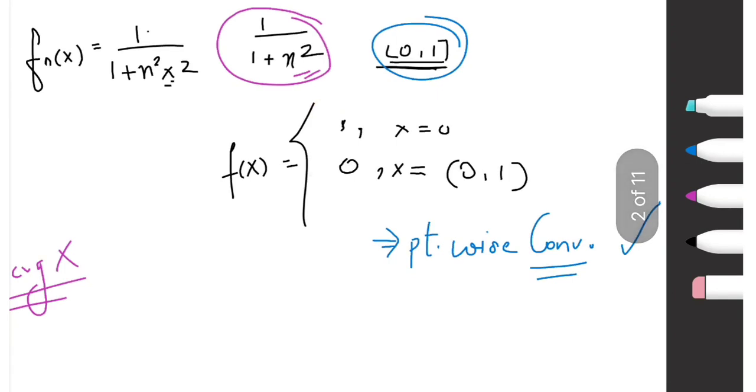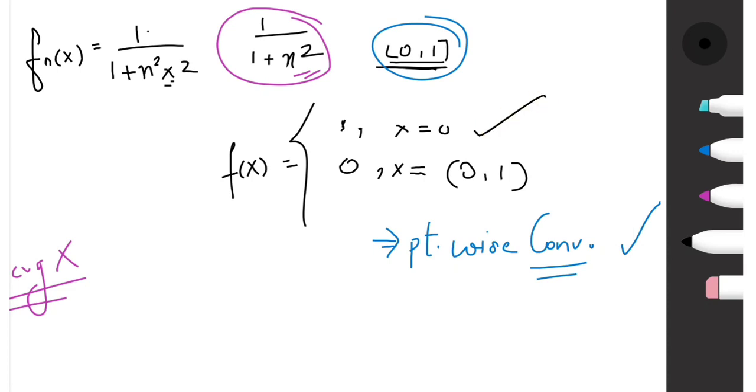But as you can see, this function is not continuous at 0. We are getting two different limits at 0: one when x is equal to 0, and between this interval our f(x) is 0. So we can clearly see that f(x) is not continuous at 0. Therefore we can imply that this is not uniformly convergent.